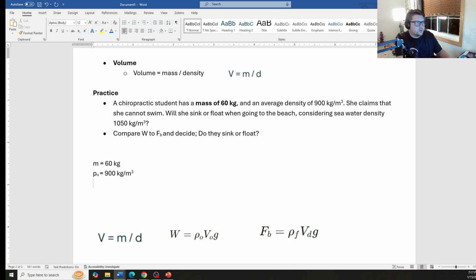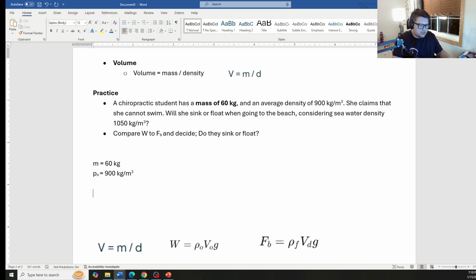She claims that she cannot swim. Will she sink or float when going to the beach? Seawater density is, so our density of our fluid is 1,050 kilograms per meter cubed.